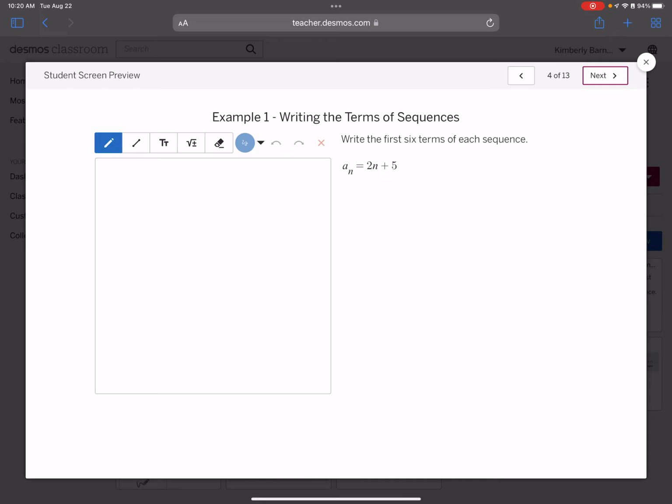We've got the sequence a sub n equals 2n plus 5. If I want to find the first term, I'm trying to find a sub 1, which means I'm replacing n with 1. So 2 times 1 plus 5, which equals 2 plus 5, which is 7. So my first term is 7. A sub 2, I'm finding the second term. 2 times 2 plus 5. So that's 4 plus 5, which is 9.